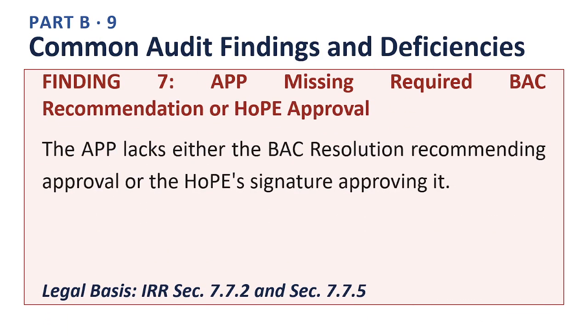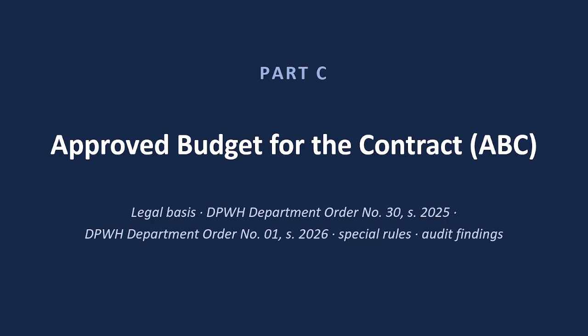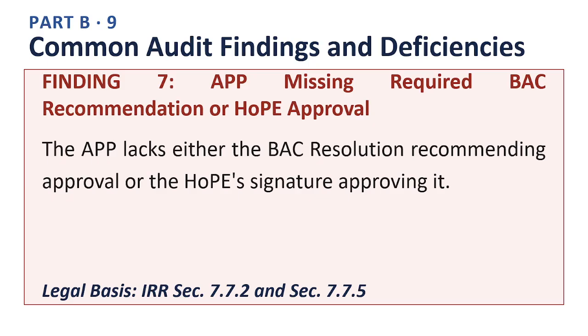Next slide. Finding number 7. APP missing required BAC recommendation or HO-PE approval. The APP lacks either the BAC resolution recommending approval or the HO-PE's signature approving it. The legal basis for this finding is the Implementing Rules and Regulations Section 7.7.2 and Section 7.7.5. Auditors look for this pattern because it usually signals that a required planning or documentation step was skipped rather than genuinely completed. The practical safeguard is to always ask for the specific supporting document before accepting the figure at face value. Next slide. This concludes our discussion of the annual procurement plan.